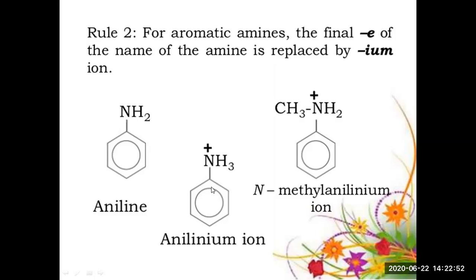For aromatic amines, the final e of the name of the amine is replaced by ium. So aniline becomes anilinium, and methylene becomes methylenium. This is because the negative electron is moving away and leaving the positive nature of the compound. That's why the ium ending is added. So aniline, anilinium; methylene, methylenium. These are the nomenclature due to the presence of the positive charge.